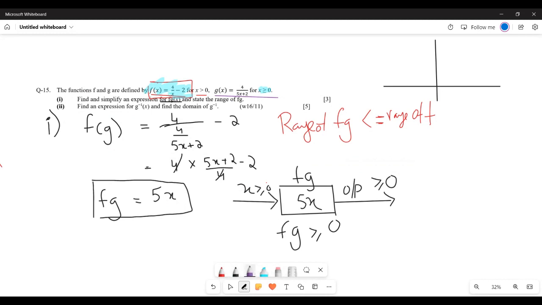So the range of f(x) is greater than or equal to -2. So notice that they're not equal, but the range of fg is lying within the range of f.